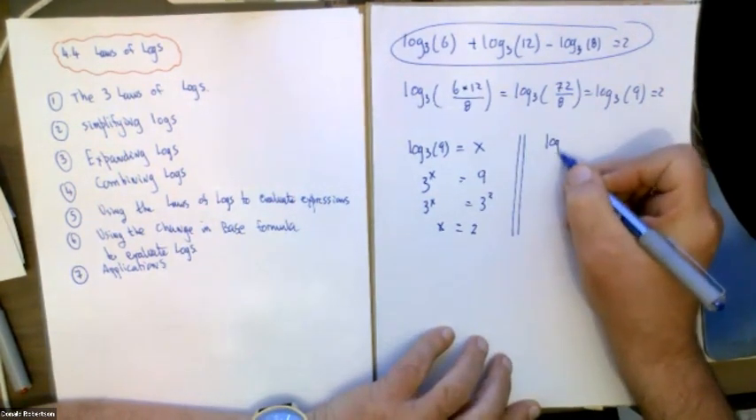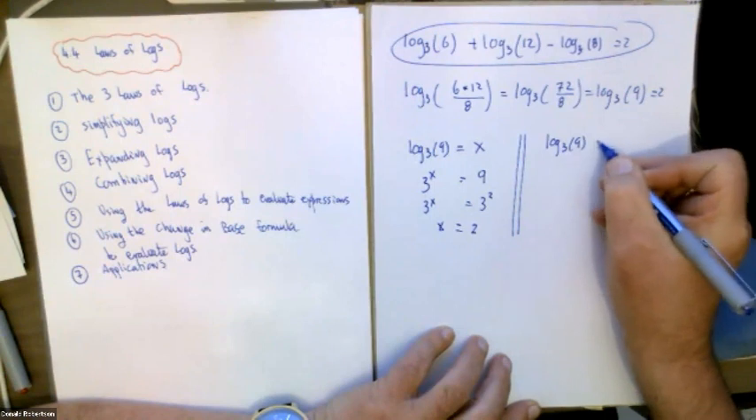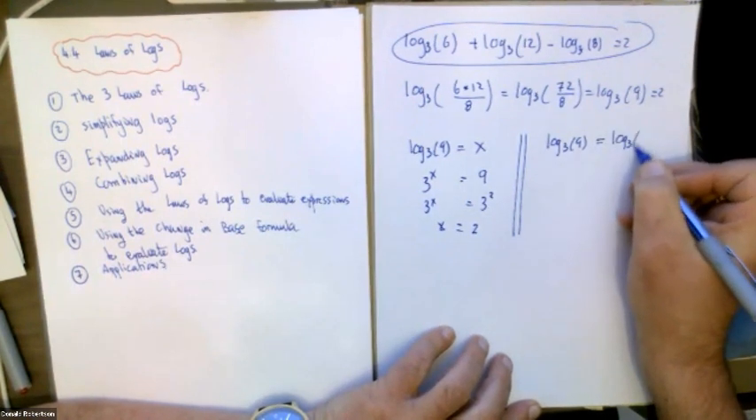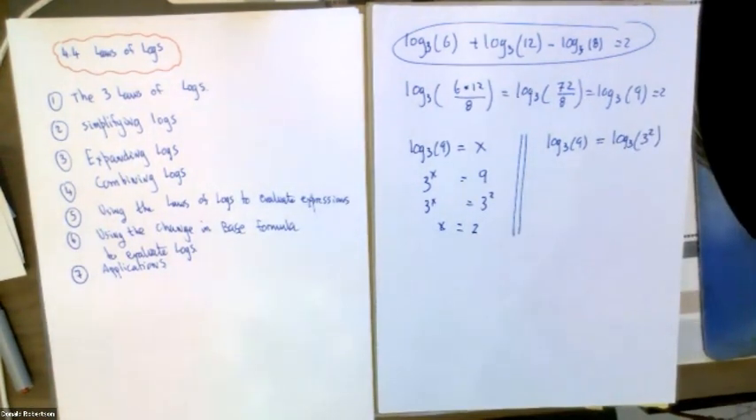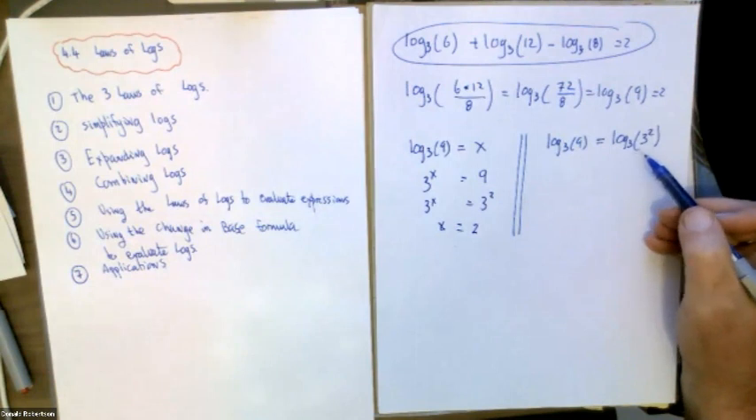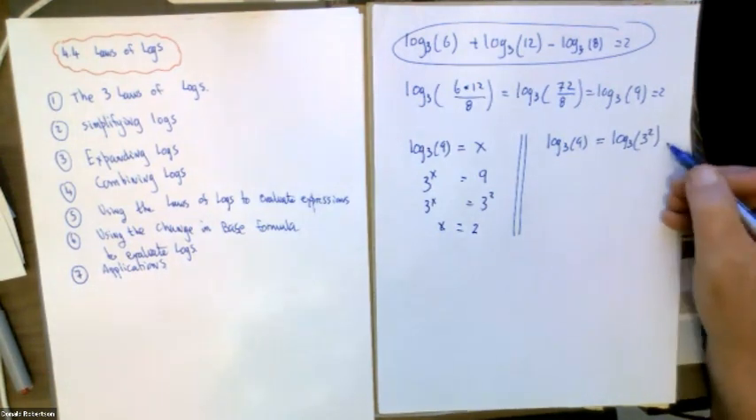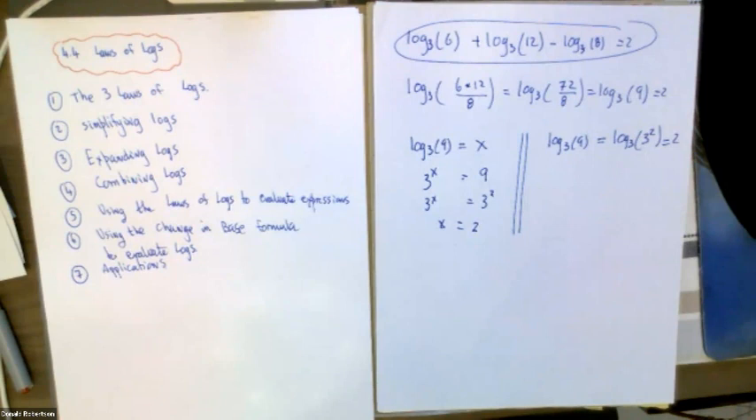Slightly different approach to get the same result. All I do is I call this 9 as 3 squared. And then we have that rule that a log to base 3 of 3 to the power of something just gives you the power, and there's your 2. It's a little bit quicker. And that is essentially how you can use the law of logs to evaluate an expression.